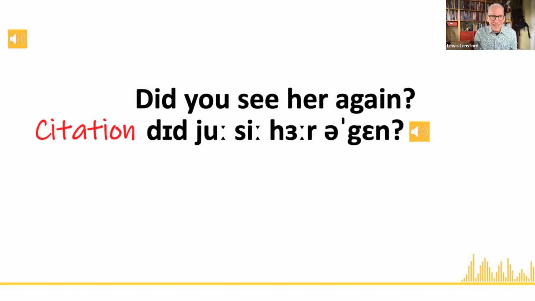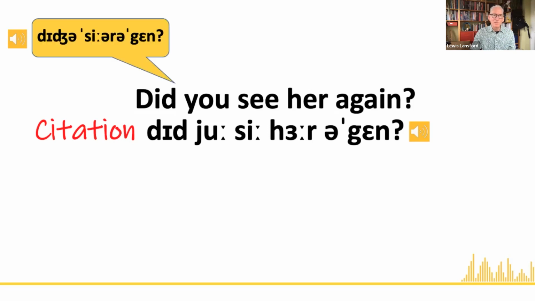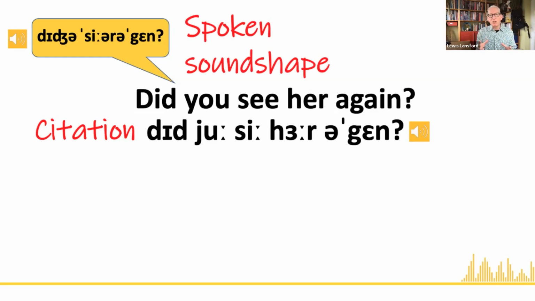That's what we call the citation pronunciation, because it's the one that's in the dictionary. But what makes listening challenging is that we might also hear this. Did you see her again? Did you see her again? So the "did you" becomes "did ya." And that's called the spoken sound shape.